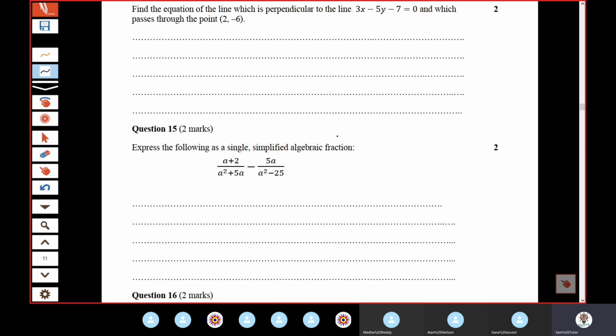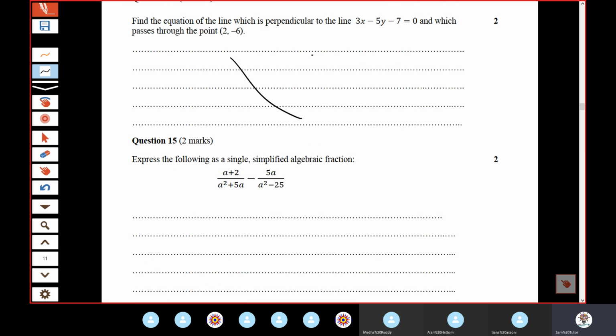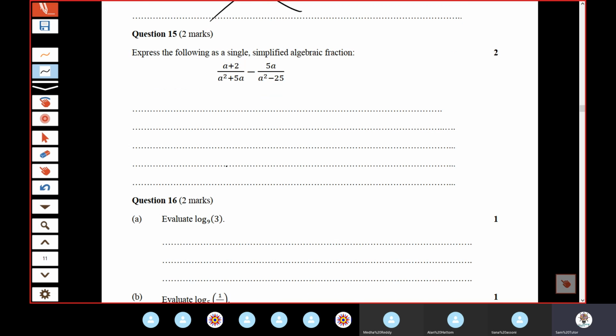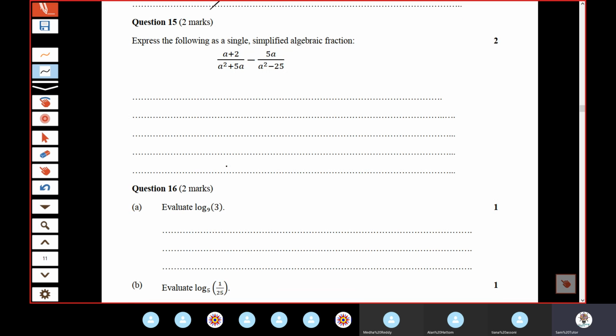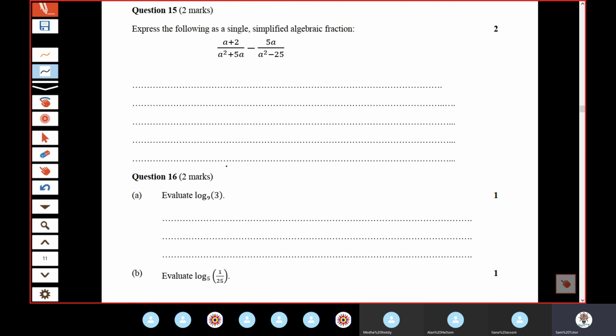Yep, that's in the syllabus. Okay, question 15. Question 15 and question 16 as well.